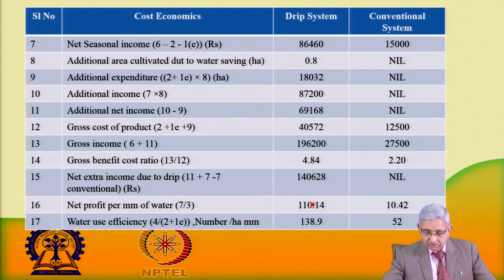So, net profit per millimeter of water used is 110.14, and this is 10.42. Water use efficiency is also very high as compared to the other method. You can see how this is giving a response, and the main thing is the benefit cost ratio. The benefit cost ratio is 4.84 when we are using the drip system, and this is 2.2. So, it shows that when somebody is using a drip system for cultivation of pomegranate crop, one can derive this benefit.